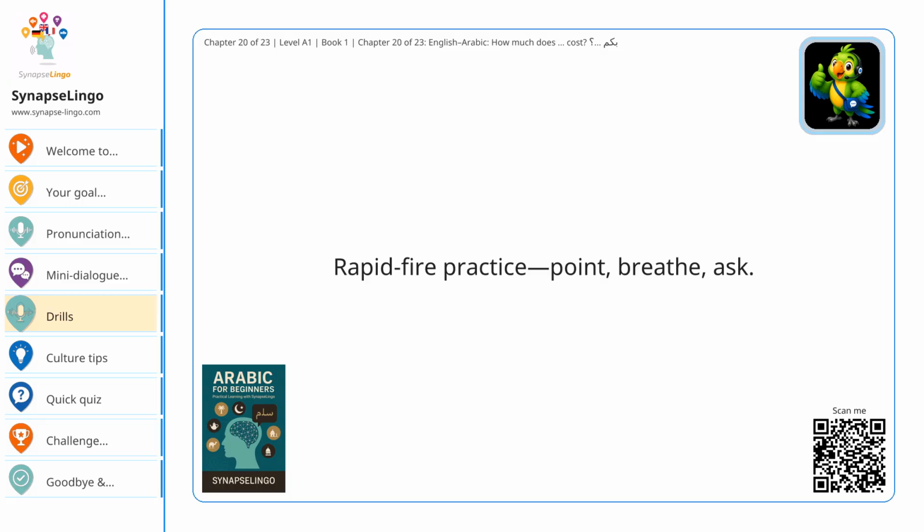Drills, point and ask. Rapid fire practice: point, breathe, ask. Point at coffee, ask. بكم. Point at a ticket, ask. بكم. Point at a book, ask. بكم. Point at a scarf, ask. بكم. Point at that glowing lamp, yes, like Aladdin, and ask. بكم.